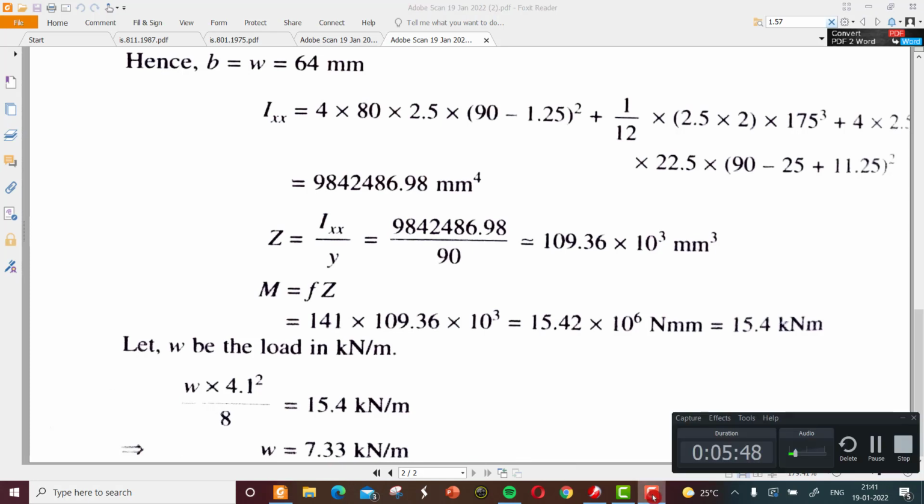So the beam design is a simpler design work than the design of column.